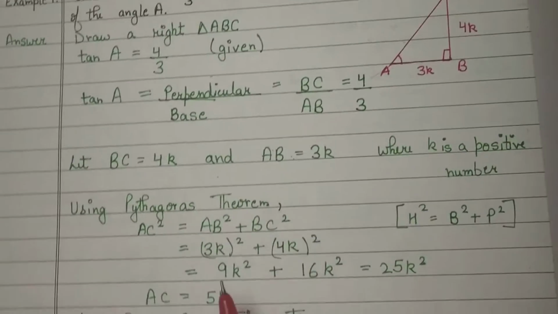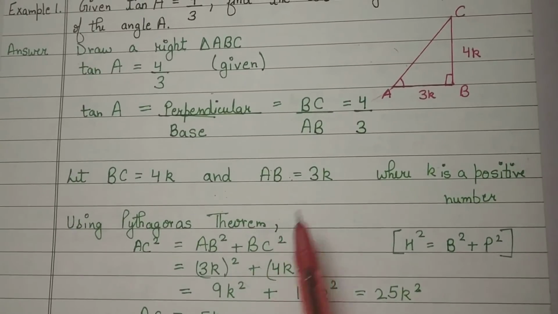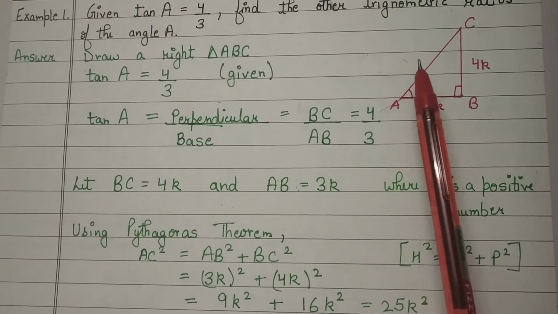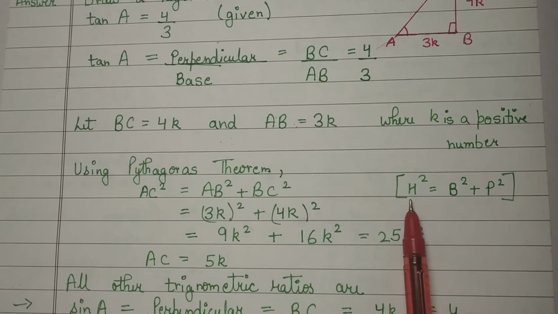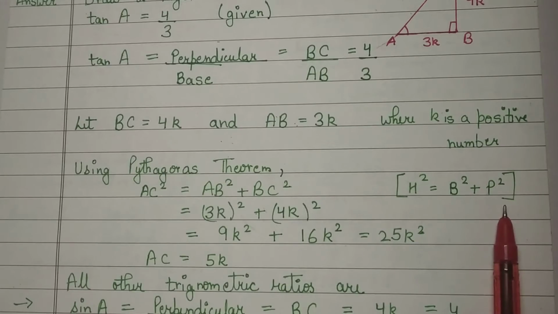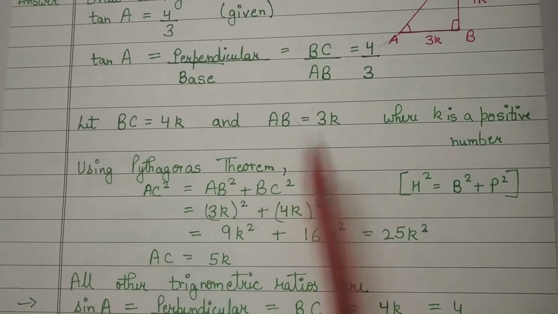Now, applying the Pythagoras theorem, I will find the third side which I don't know. Pythagoras theorem is hypotenuse square is equal to base square plus perpendicular square. So base here is what?